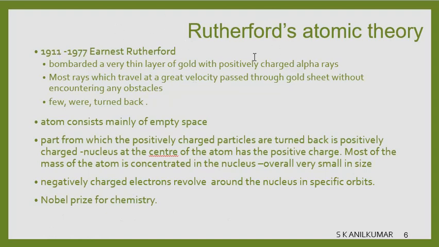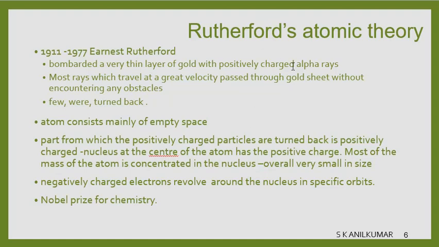So Rutherford found out that alpha rays, which are positively charged, when they move at great velocity on a thin layer of gold, most of them will pass through because the atom is mostly empty space. Some of them will come back because most of the mass of the atom is concentrated in the nucleus, and the nucleus is at the center, and at that center they have the positive charge.